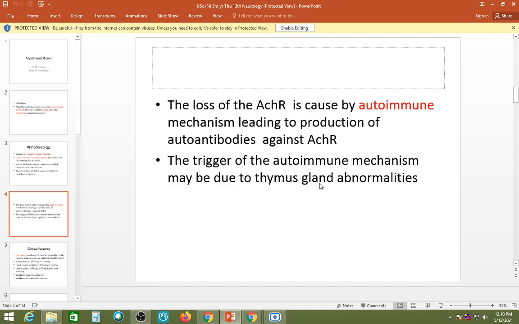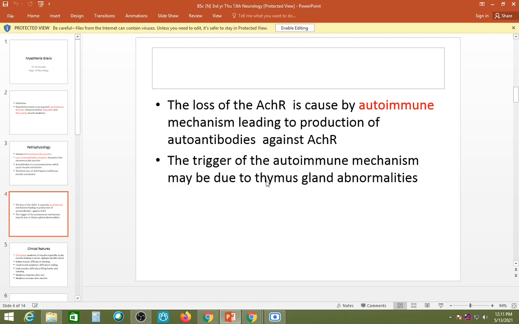So the thymus gland can sometimes enlarge, it can have a tumor, and this causes an autoimmune reaction inside the body, and this autoimmunity produces antibodies against its own structures like the acetylcholine receptor, which gets destroyed. And because of this, the muscle contraction cannot take place. And therefore, it is called an autoimmune disease or autoimmune mechanism, where the body is becoming immune and developing antibodies towards some of its own structures. Therefore, it is called autoimmune.